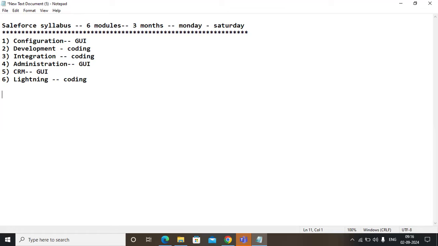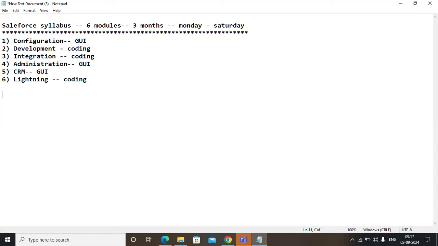Okay, fine. So these are the six modules. Out of six, three belong to the without-coding part and three come under the coding part. Development, integration, and Lightning are all coding. Configuration, admin, and CRM are all related to the without-coding part.